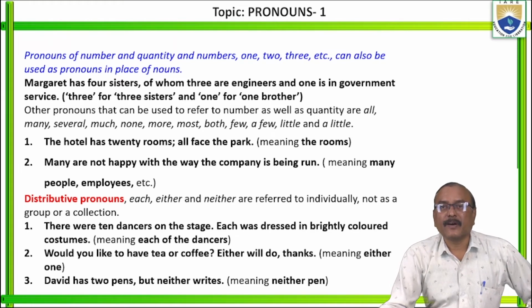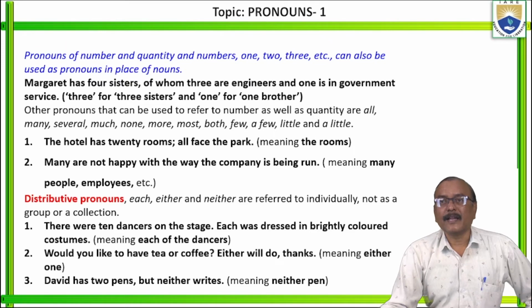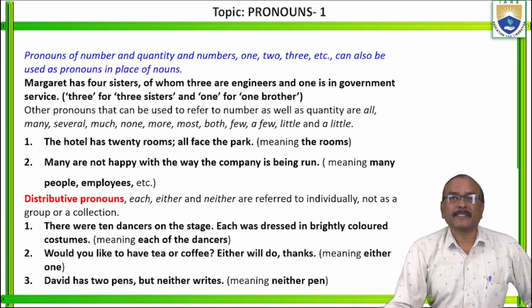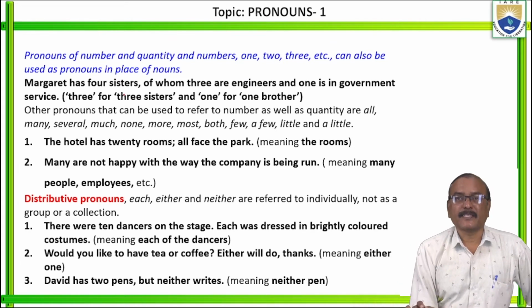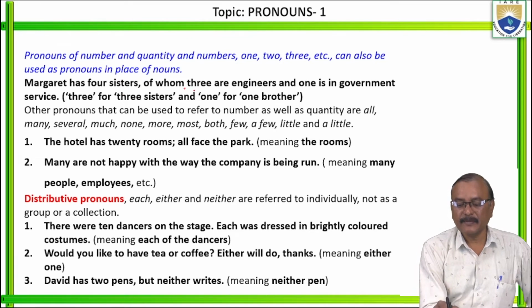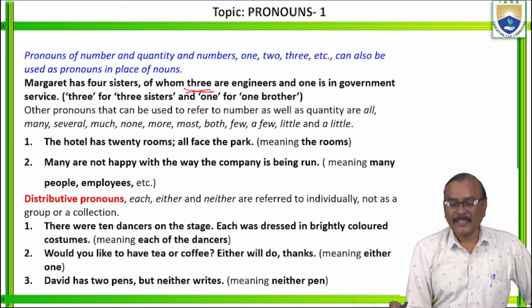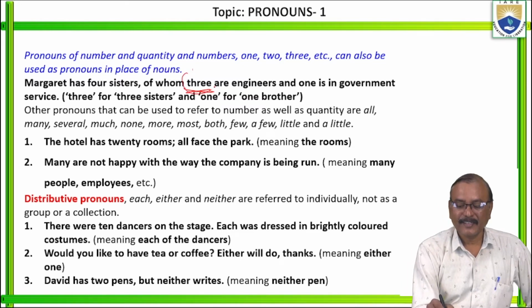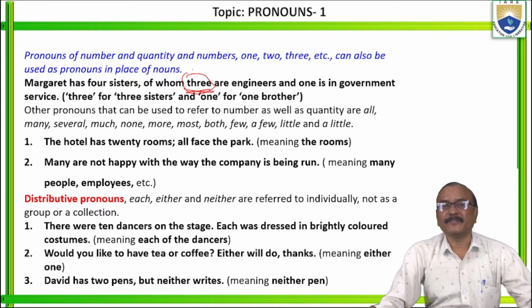Pronouns of number and quantity. Numbers 1, 2, 3, etc. can also be used as pronouns in the place of nouns sometimes. Is it clear? Margaret has 4 sisters, of whom 3 are engineers. 3 means 3 sisters only. So here this 3 can be a pronoun. It is not an adjective now.